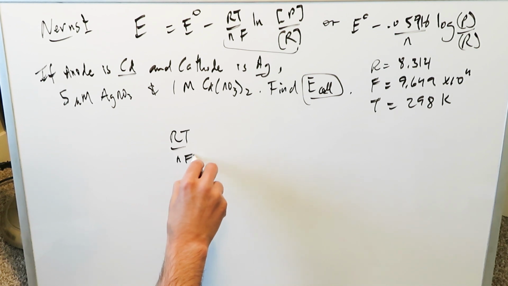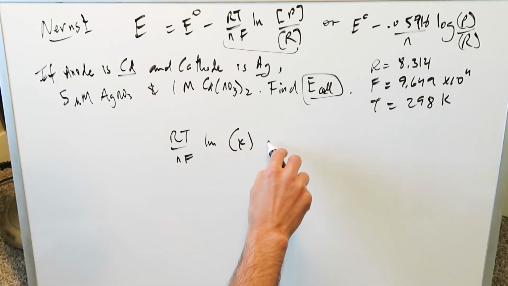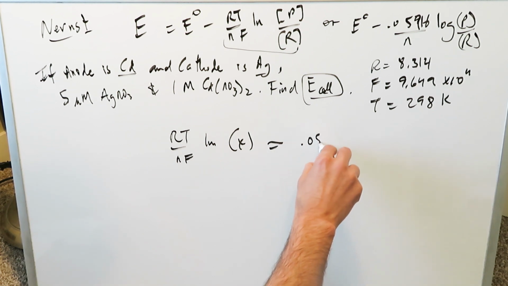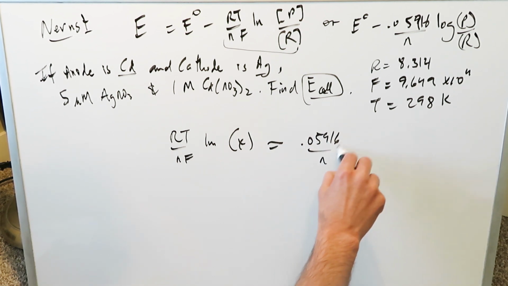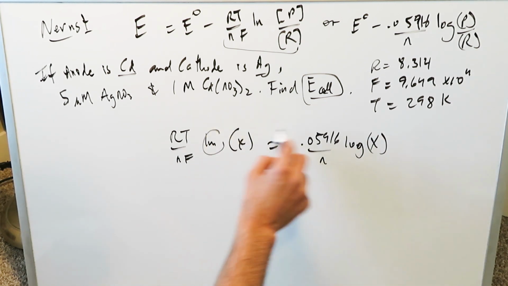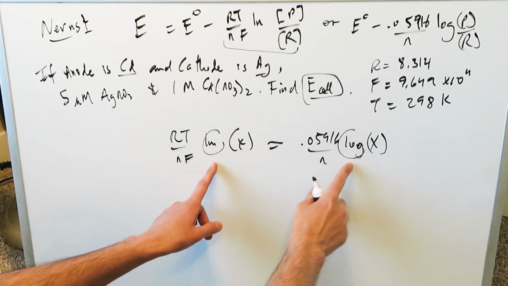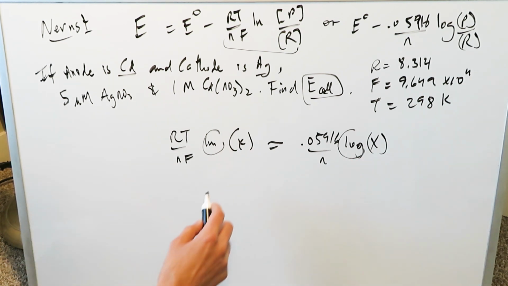RT over NF, natural log of this quotient, which I'm calling X, is equal to 0.05916 over N log of that quotient X. You see the natural log and the log. What is that telling you? Paying special attention right here to the natural log and the log conversions, you're learning this.